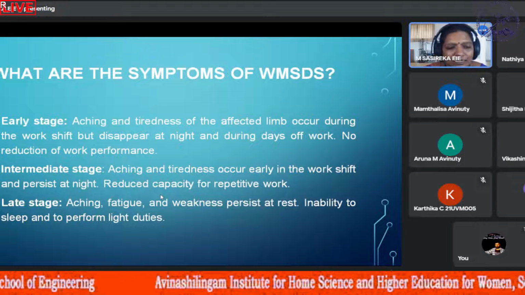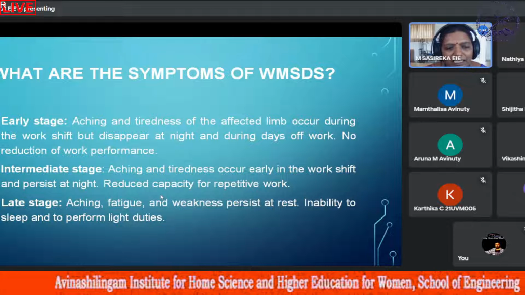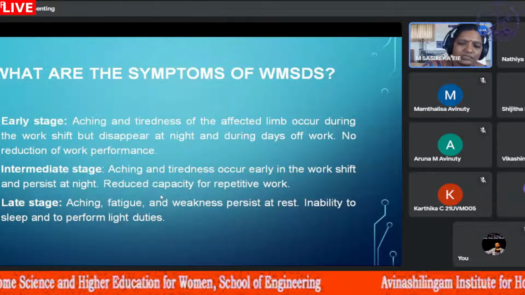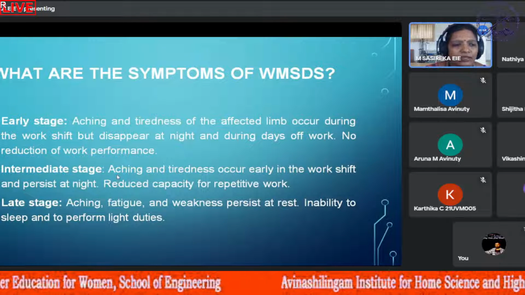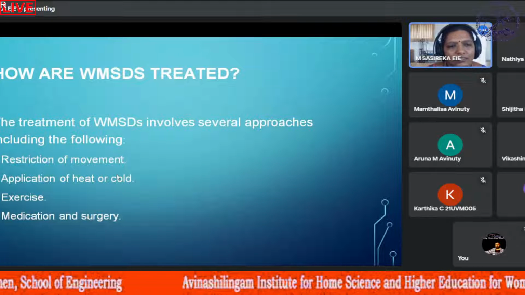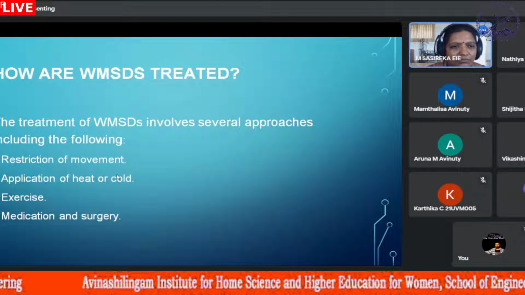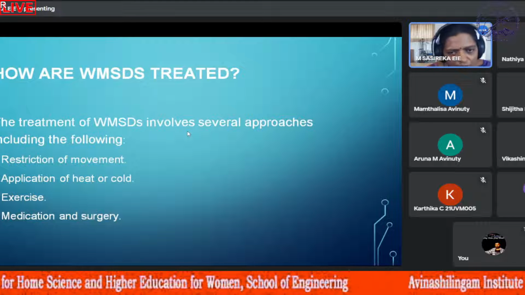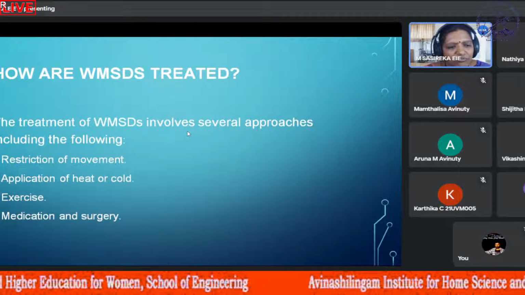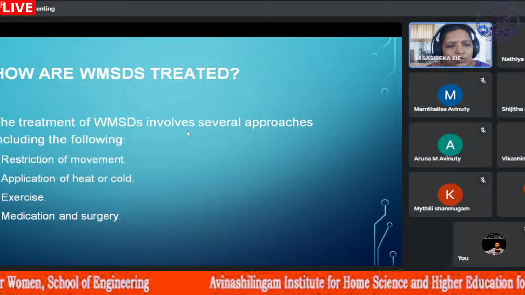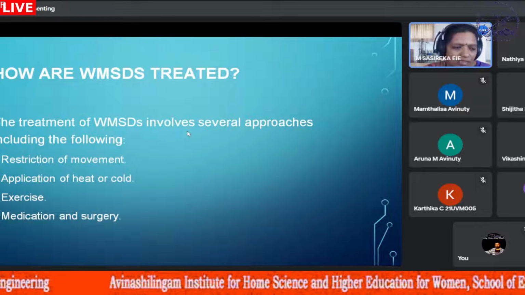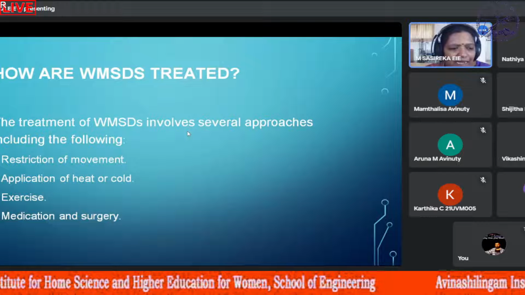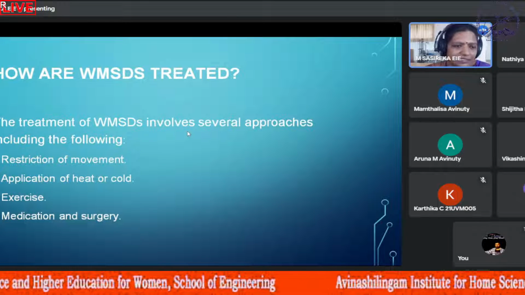So that is the intermediate stage, and in the late stage, aching, fatigue, and weakness persist at rest, with inability to sleep and perform light duties. So these are the symptoms of this disease. How are these diseases treated? The treatment of a WMSD involves several approaches: restriction of movement, application of heat or cold, either heat or ice, hot water we can use, then exercise, medication, and surgery. That is the last stage.